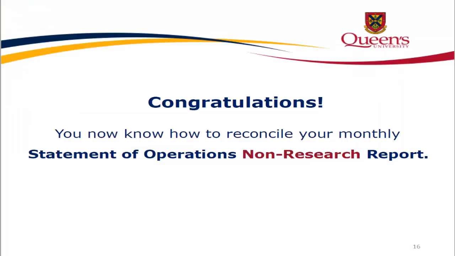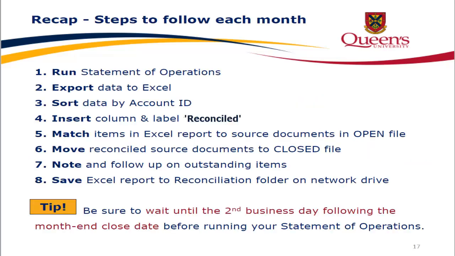Congratulations! You have now learned how to reconcile your monthly Statement of Operations non-research report. To recap, let's review the steps to follow each month. Run your Statement of Operations, export your data to Excel, sort the data by account ID, insert a column, match items in the Excel report to source documents in the open file, refile reconciled documents in the closed file, note and follow up on any outstanding items, and save your Excel report to the reconciliation folder on your network drive.